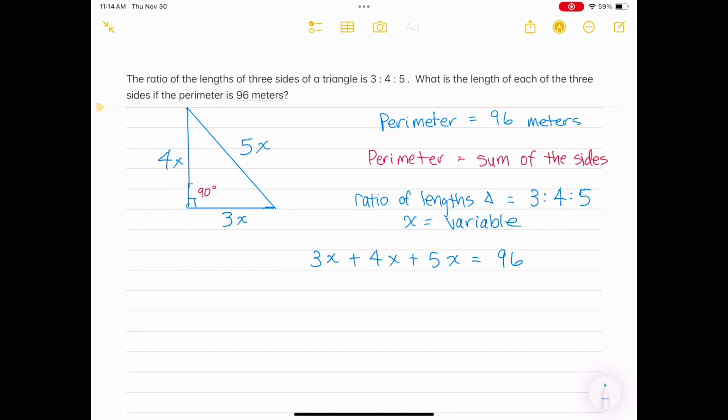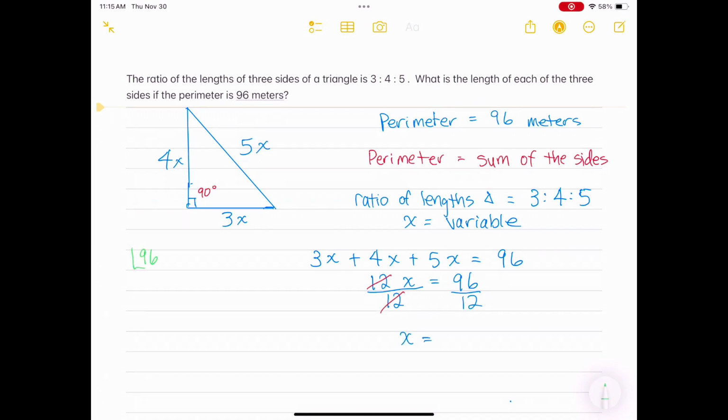Since 3x, 4x, and 5x are like terms, we can combine them to make 12x on the left-hand side of the equation equals 96. Now we solve for x by dividing both sides of the equation by 12. Left-hand side, 12 divided by 12 equals 1 times x, so we have x by itself.